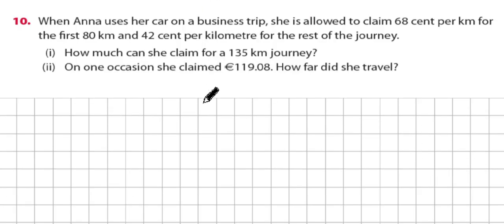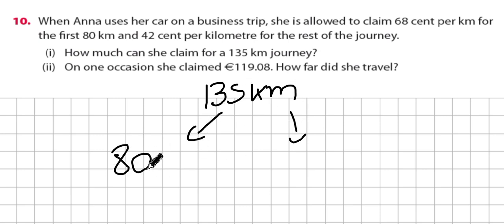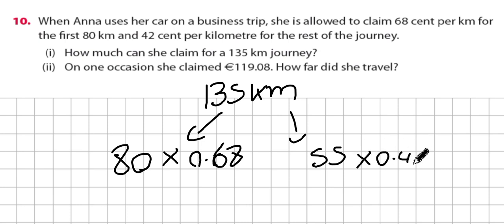Anyways, I think we should divide up the 135 kilometers into two parts. The first 80 and the extra 55. The first 80 you can claim 0.68, and the extra 55, the extra is 0.42. Now add them together and get the total, please. €77 and 50 cents.